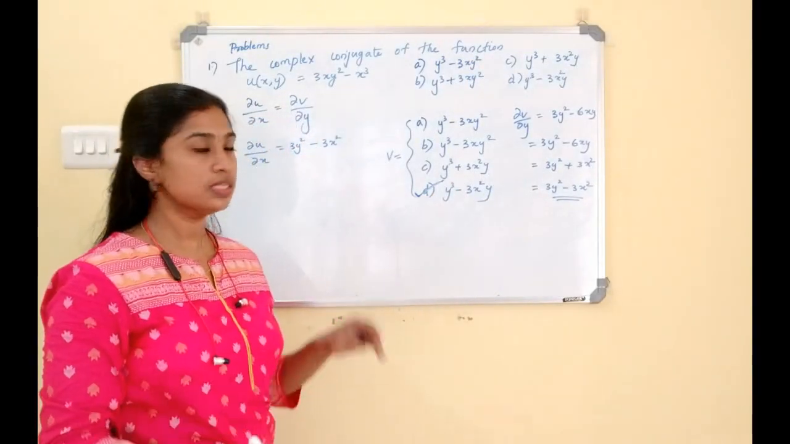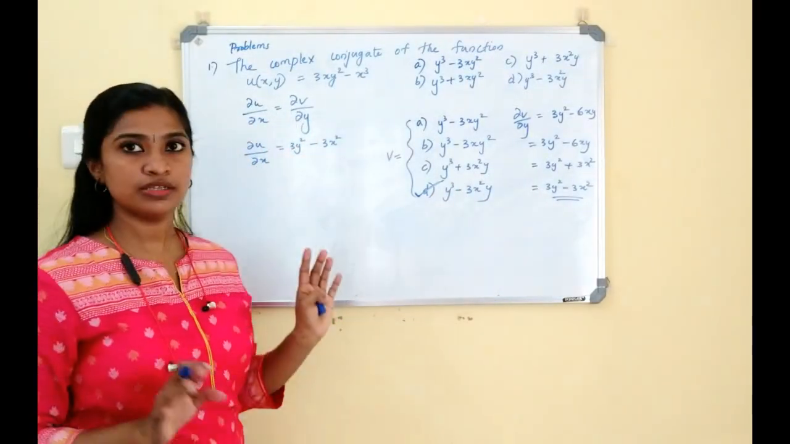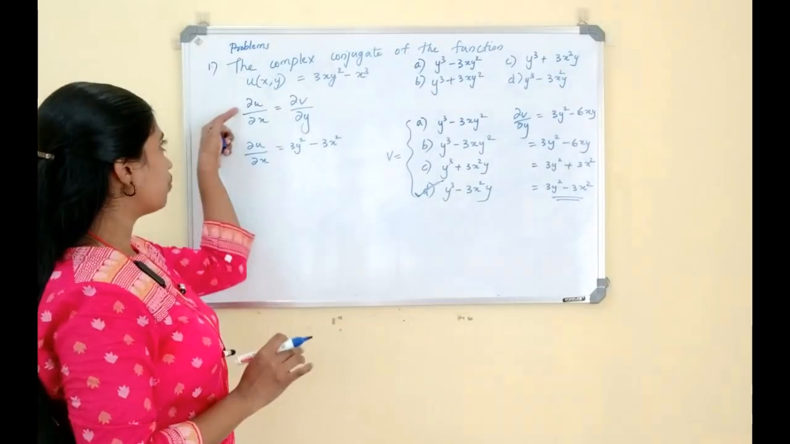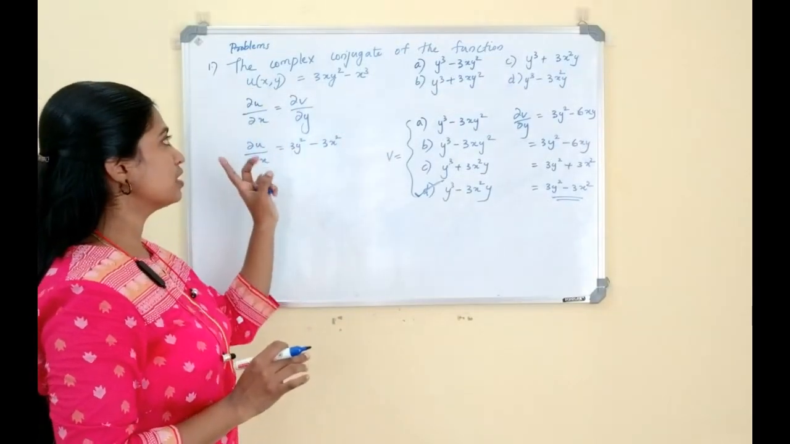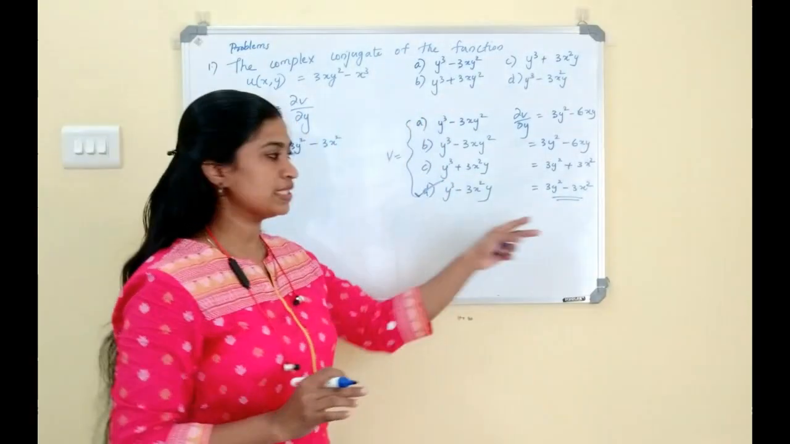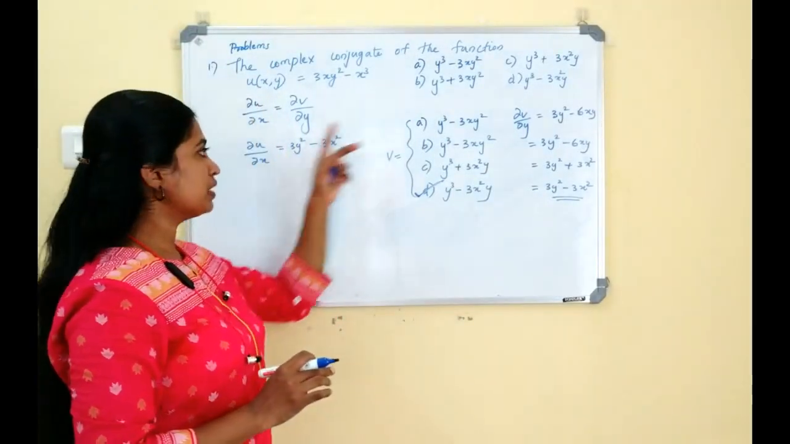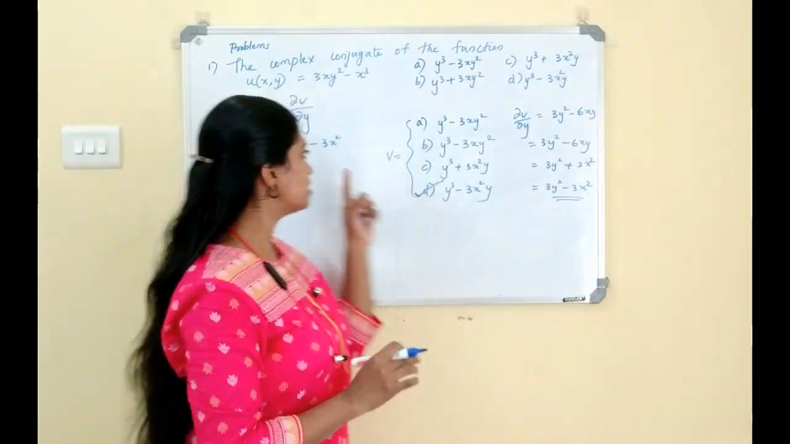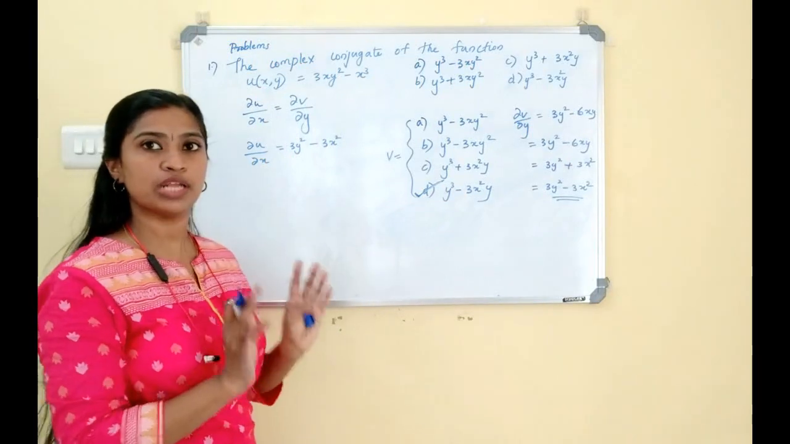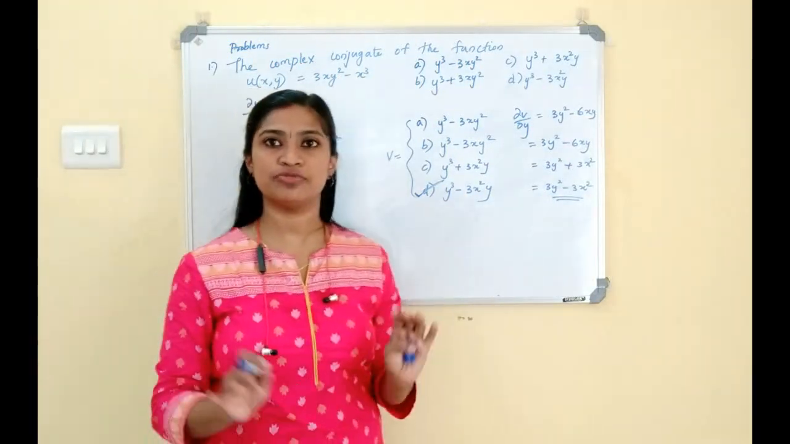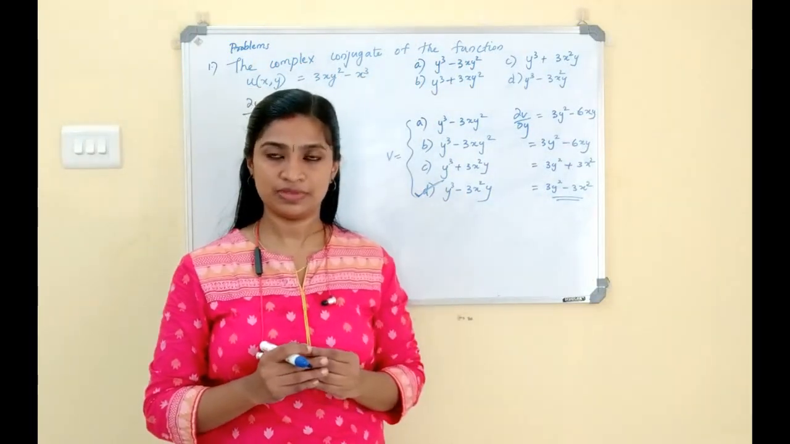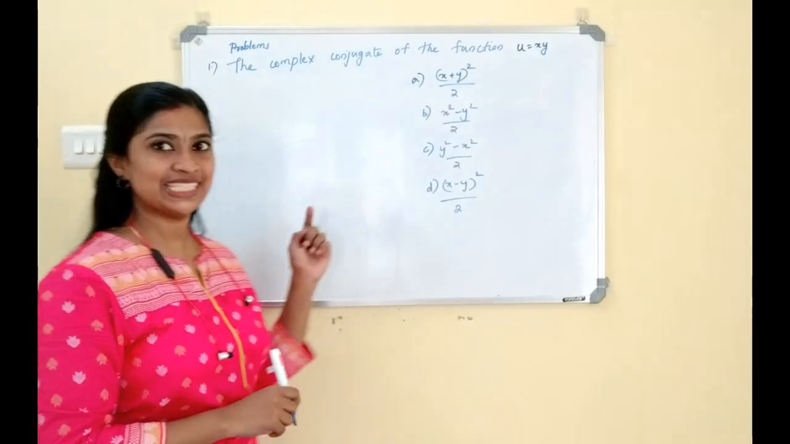All we have to do is satisfy the CR equation. We find dou u by dou x, then find dou v by dou y from these options. Whichever matches dou u by dou x is the required answer. Only this much is enough to do such kinds of problems. Thank you. This is the next question.